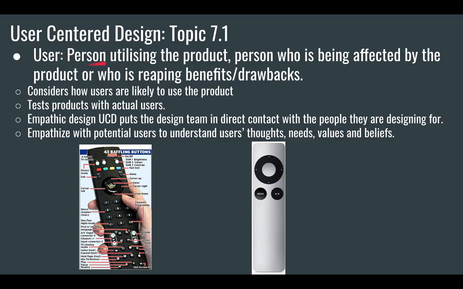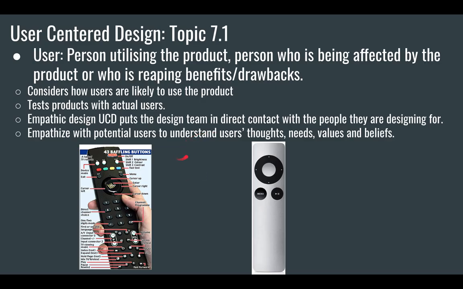Okay, so let's define what a user is. So a user is a person utilizing a product. So a person is being affected by the product or is reaping the benefits or drawbacks of a product. Now, when we're considering the user, we need to consider how the user is likely to use a product. We need to test the products with actual users, and we need to be empathetic. So UCD puts the design team in direct contact with the people they are designing for. And this is a key idea here. We also need to empathize with potential users to understand their thoughts, their needs, values, and beliefs.